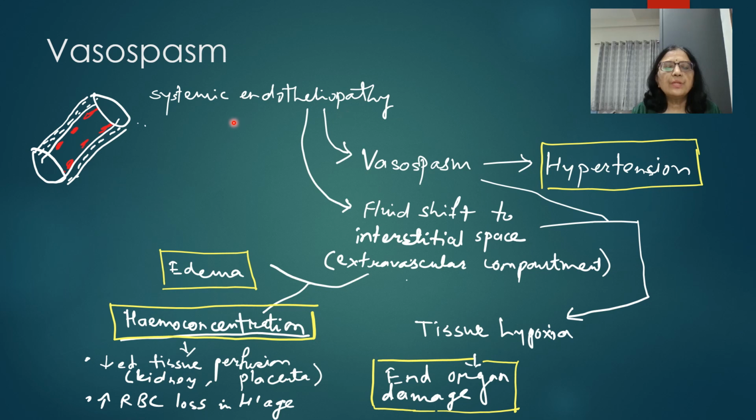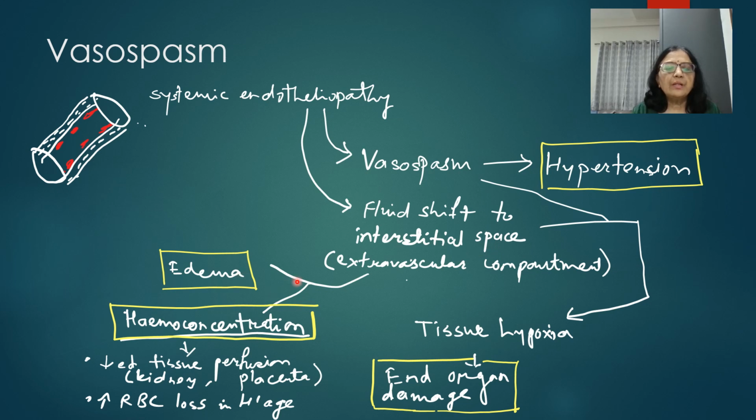Systemic endotheliopathy, because of this damage to the endothelium all over the body. Endotheliopathy is nothing but damage to the vessels. What is happening is it leads to vasospasm. Vasospasm leads to development of hypertension, and there is a fluid shift from intravascular to extravascular compartment. Both of these two factors, vasospasm and tissue edema, lead to tissue hypoxia, and there is ultimately end organ damage. In severe cases of maternal syndrome, what we can get is renal damage, liver damage, heart gets affected, or brain gets affected. Patient can have eclampsia, convulsions. All of this is because of the vasospasm along with tissue edema.